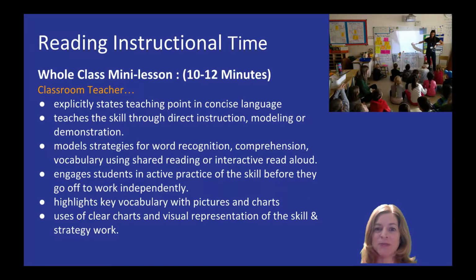We want the teaching point to be crystal clear: today I'm going to teach you that. Today I'm going to teach you that good readers do, and then you name the strategy. We want to make sure that the teacher is teaching that skill through direct instruction, through modeling, and through demonstration, so that the teacher is showing kids what that looks like.